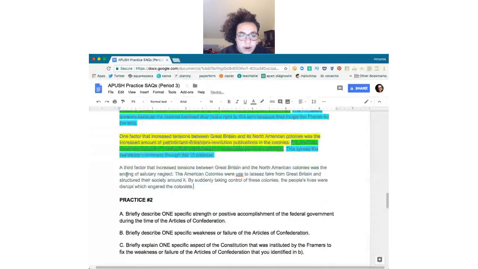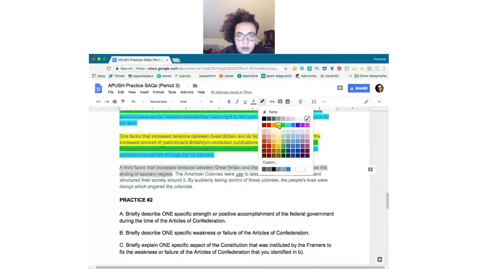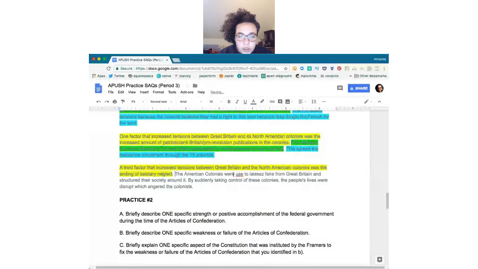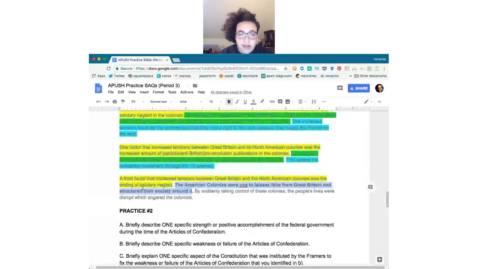Yeah. A third factor that increased tensions between Great Britain and North American colonies was the ending of salutary neglect. The American colonies used laissez-faire from Great Britain and structured their society around it. This is a little bit confusing. So, if you're going to talk about the end of salutary neglect, you really want to make sure that here you are giving a really specific key term. So here, laissez-faire is not going to really connect with that. So you'd want to make sure that you're giving that specific example.